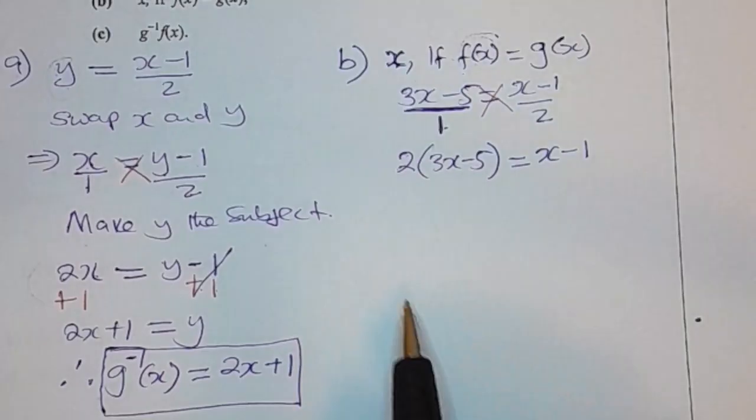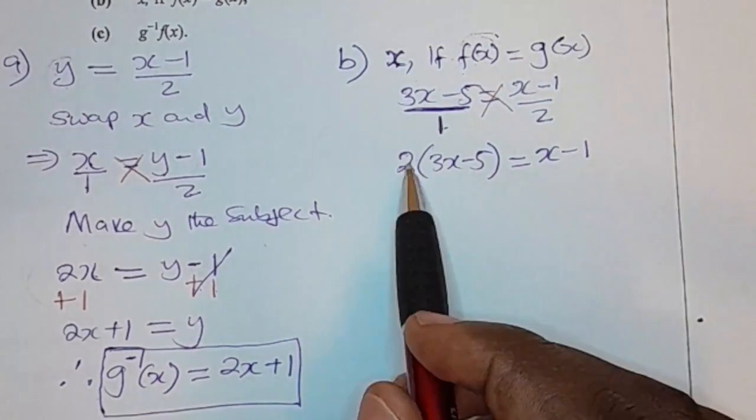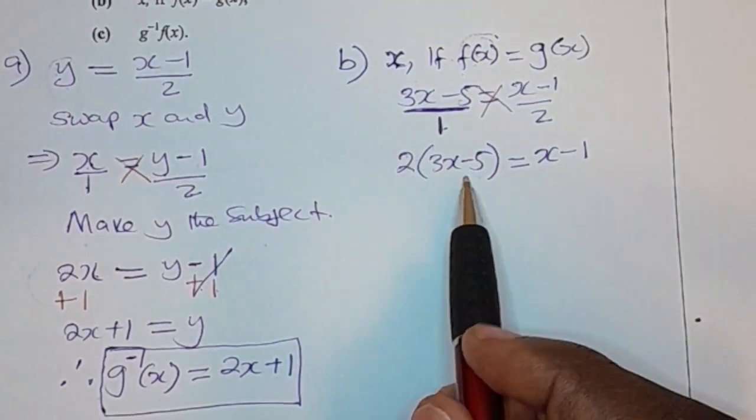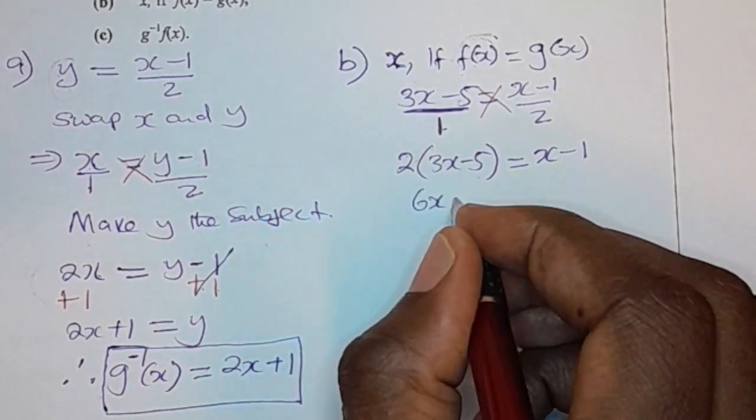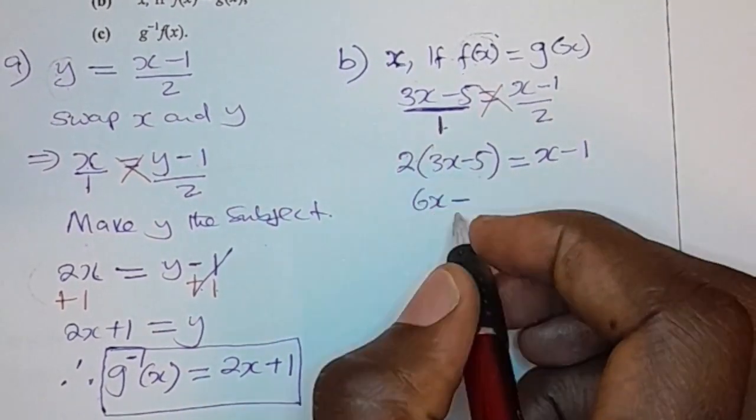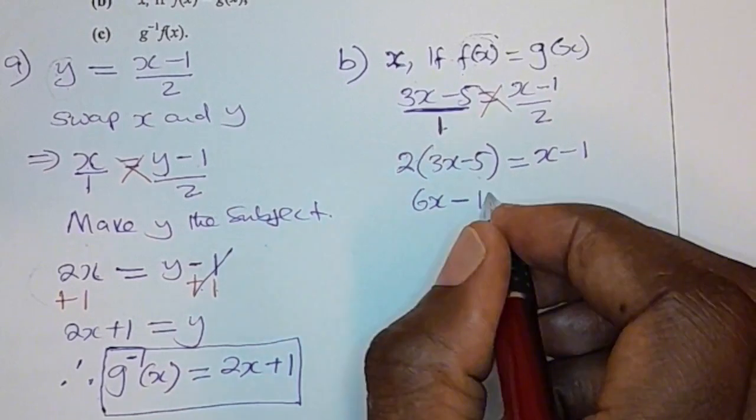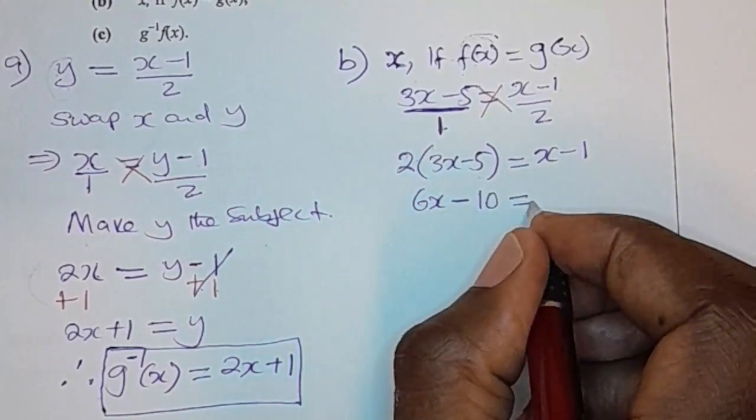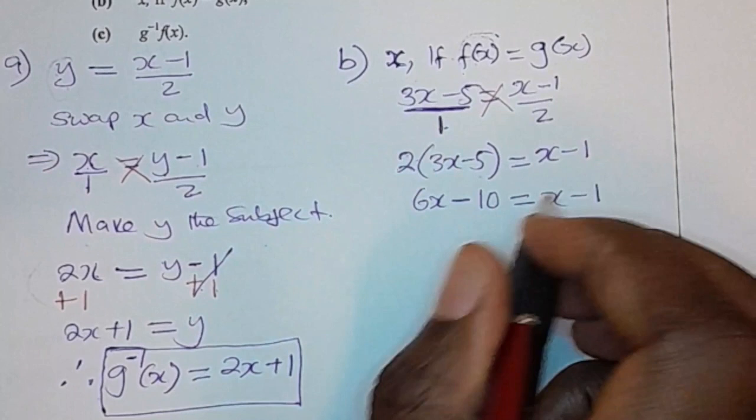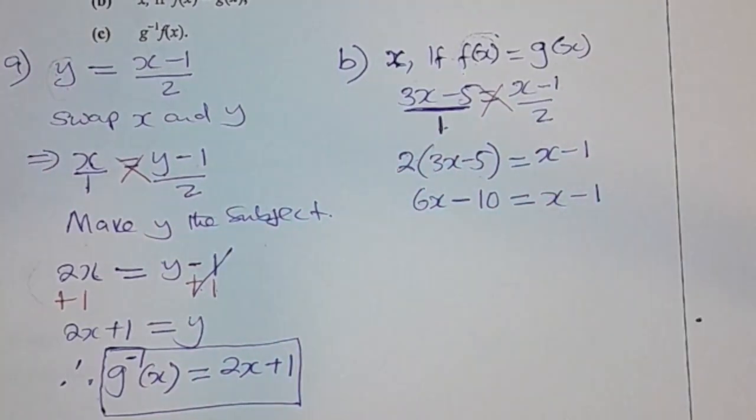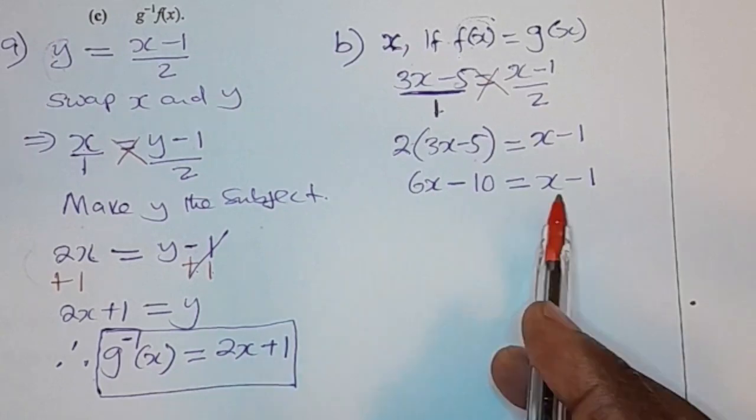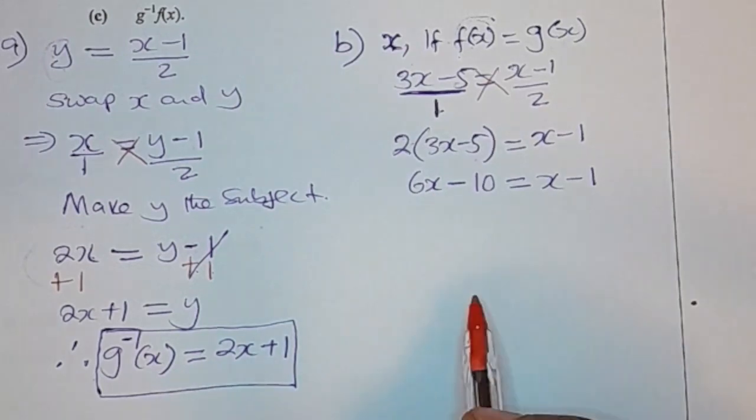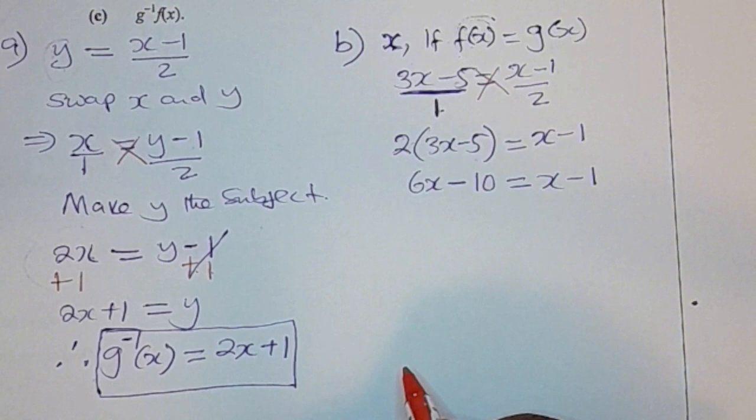The next step is just to open the brackets, or expand this. So 2 times 3x is 6x, minus 2 times 5 is 10, is equal to x minus 1. Remember, your aim is to find the value of x. At this point, you are going to collect like terms together, but we're going to do it step by step.